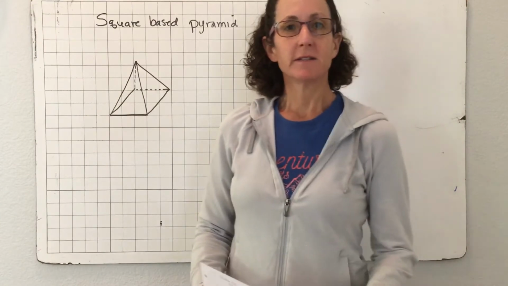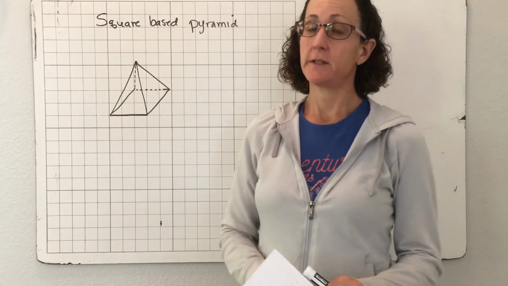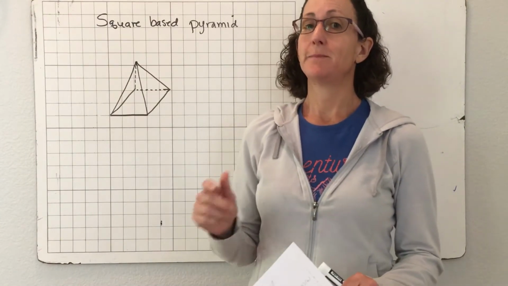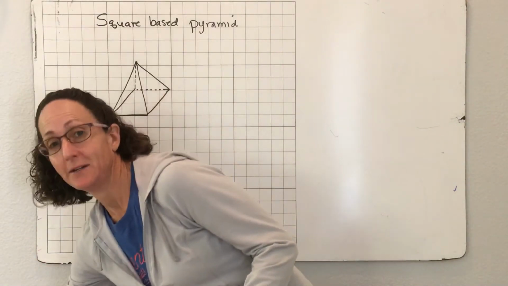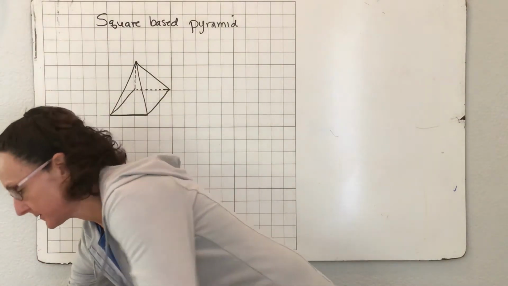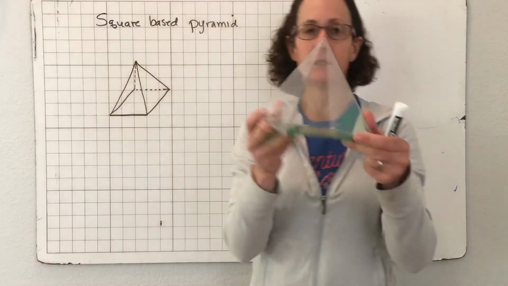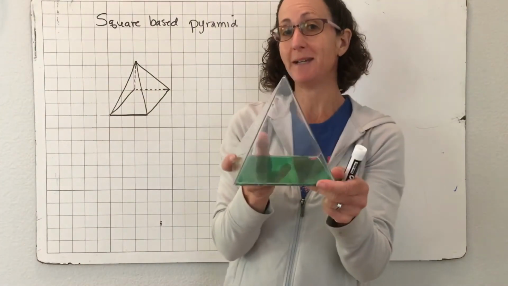Right, so today's lesson is on finding the surface area of a square base pyramid. We've been doing prisms, but this is a pyramid, kind of like the pyramids in Egypt. Sorry, let me pick one up. So this is what a square base pyramid looks like.